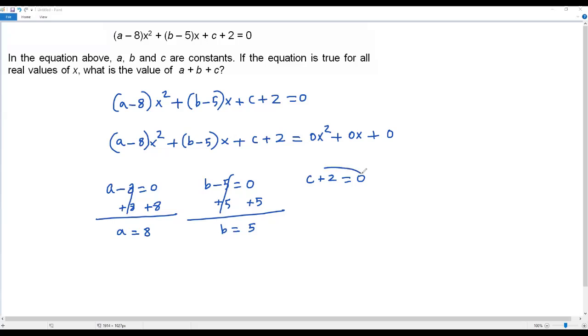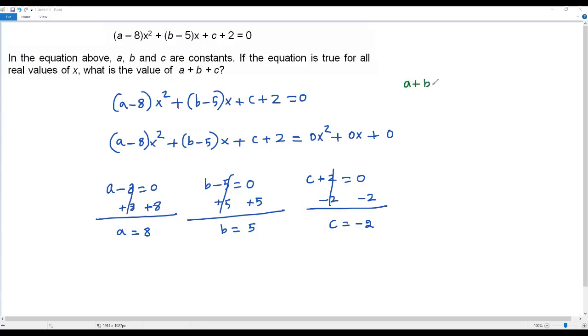Okay, now let's solve for c in this equation. For that I have to subtract 2 from both sides. When I do so, this +2 − 2 will cancel. I'm getting c = −2. Okay, now I got the values of a, b and c. Our aim is to get the value of the expression a + b + c.